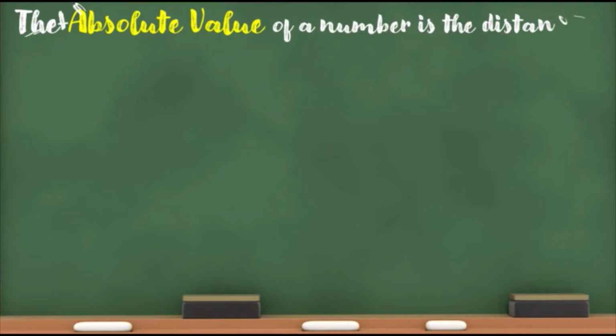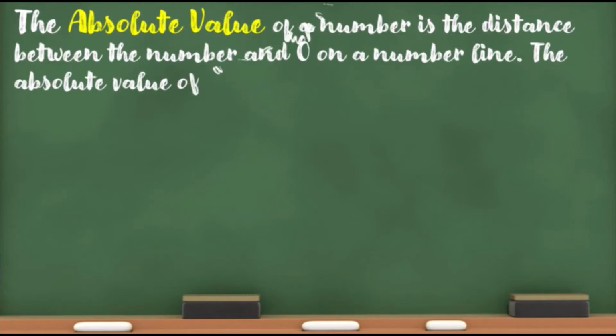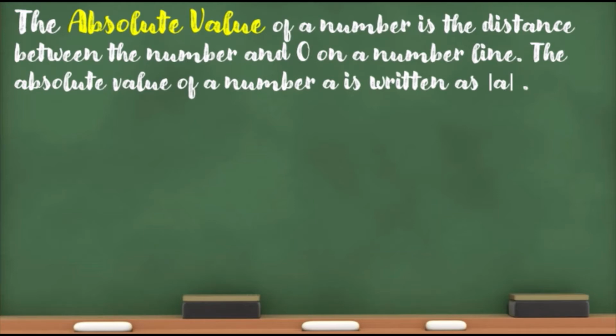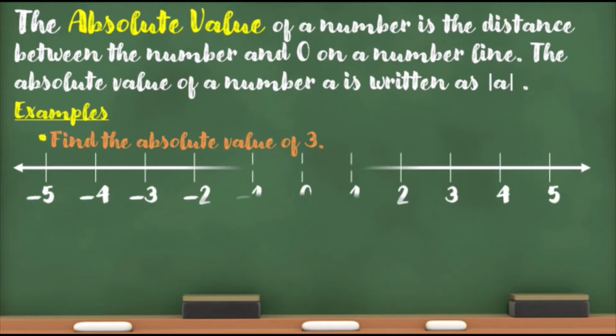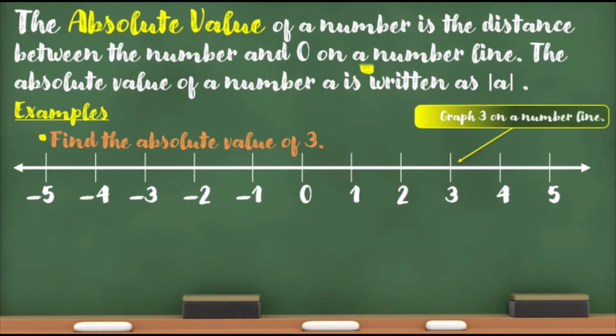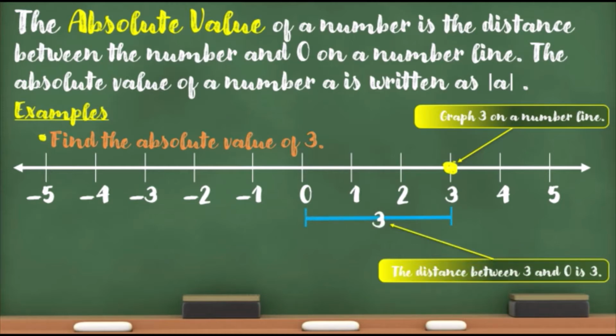The absolute value of a number is the distance between the number and 0 on a number line. The absolute value of a number A is written as the absolute value of A. Let's consider the following examples. Find the absolute value of 3. Graph first 3 on the number line. The distance between 3 and 0 is 3. So, the absolute value of 3 is 3.